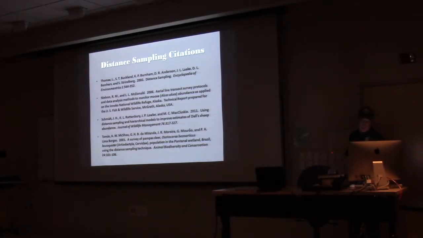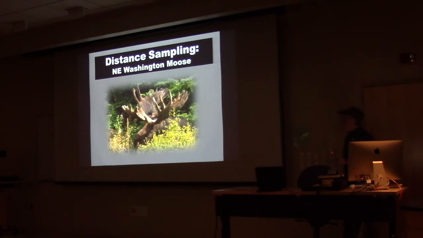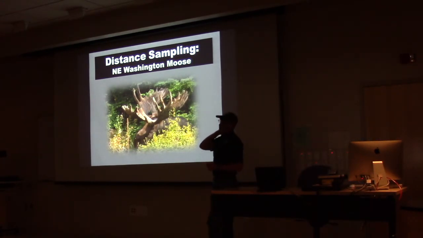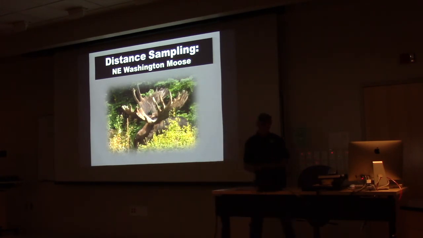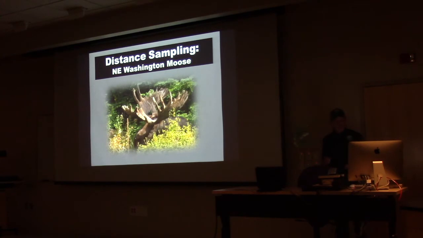Again, lots of literature documenting applications of this approach. Where we're exploring distance sampling is with moose in northeast Washington. We just started a project this last winter, and we have a growing population of moose in northeast Washington. Most people know we have moose in Washington, right? They're actually becoming fairly numerous. They make regular appearances in the city limits of Spokane every year.